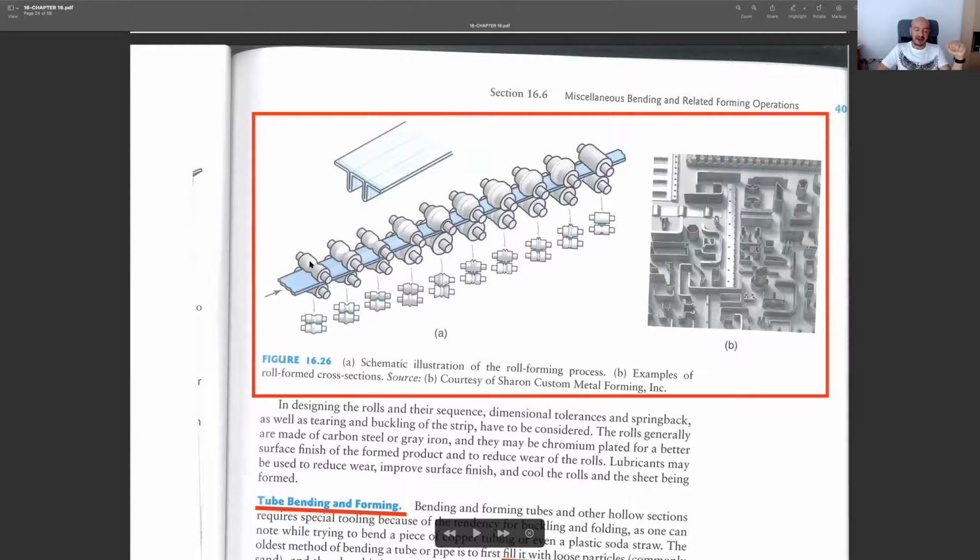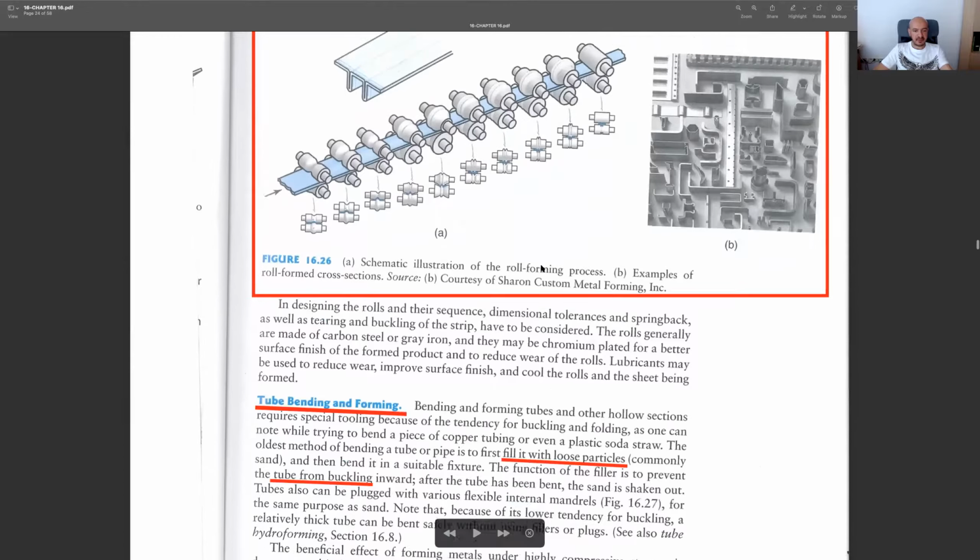So what do they have? They have many sets of rolls, but as you see, the shape of the rollers are quite different. We feed in sheet metal, obviously, at the beginning. And once these stages are completed, we can obtain such complicated profiles.